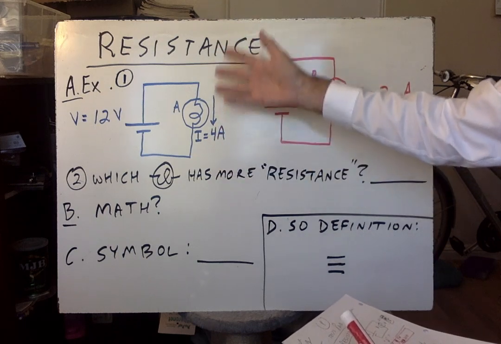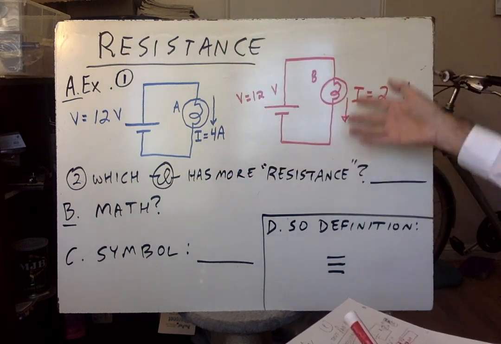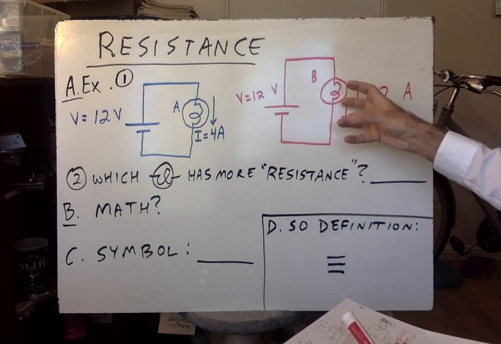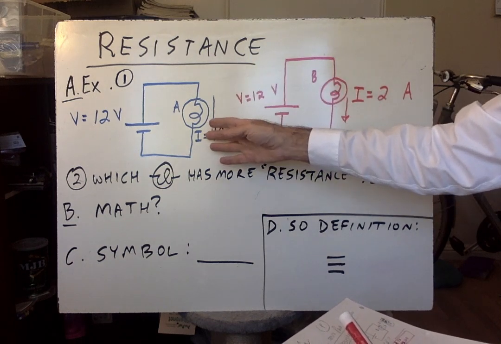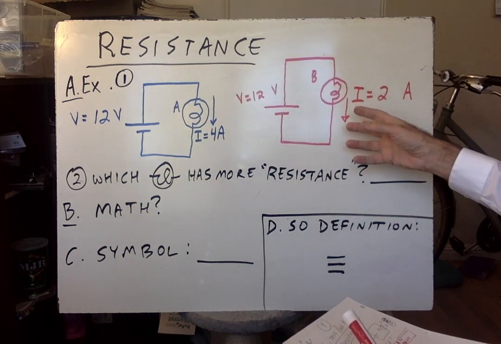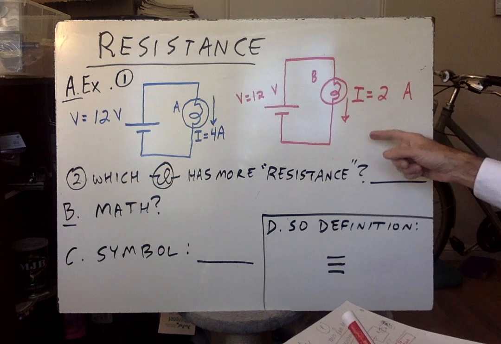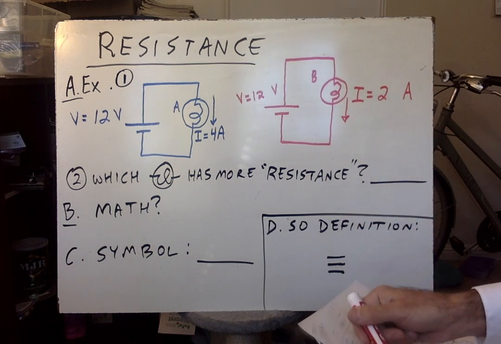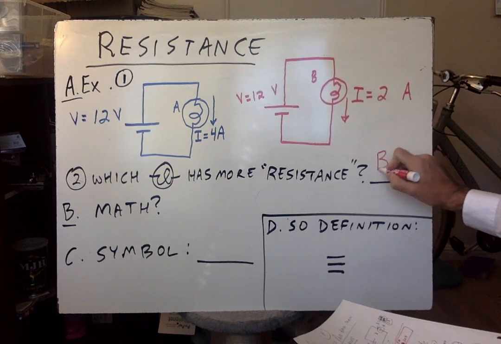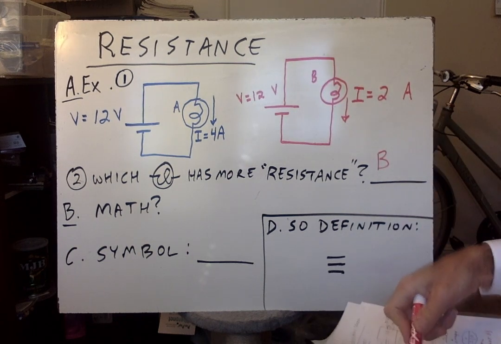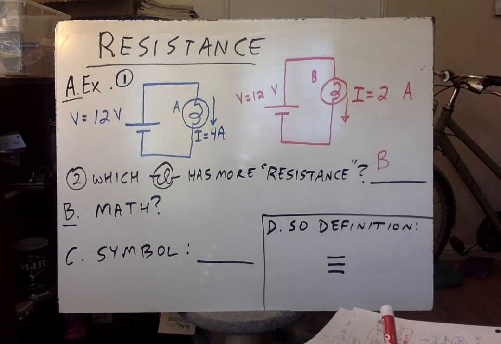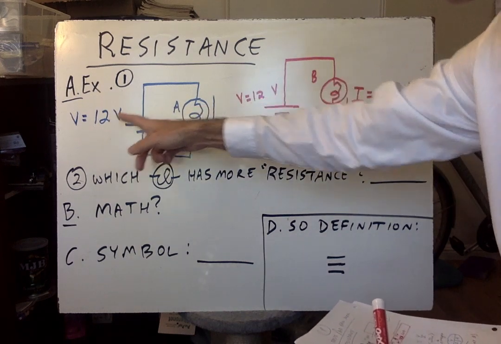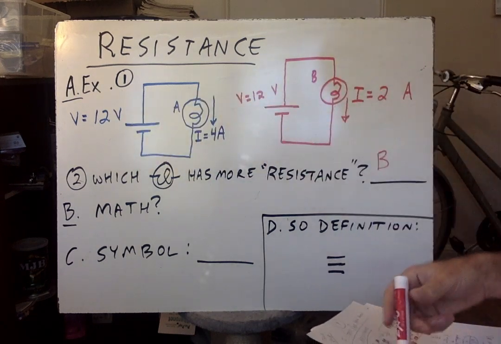4 cars per day in our analogy. This is only 2 cars per day. This road is slower. This is muddy. This is a paved road. This is muddy. This is slower. Fewer cars get through it per day. So the one with the smaller current here has more resistance. So light B has more resistance. Well, that was easy, and you didn't have to do any real math because both batteries have the same voltage.